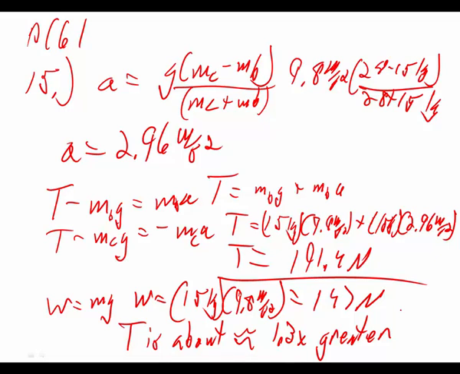it goes on and says, compare to the weight of the counterweight. How does the tension compare to the weight of the counterweight? When we look at the weight of the counterweight, it was 28 times 9.8, and that was 274, is that right? 274.4?